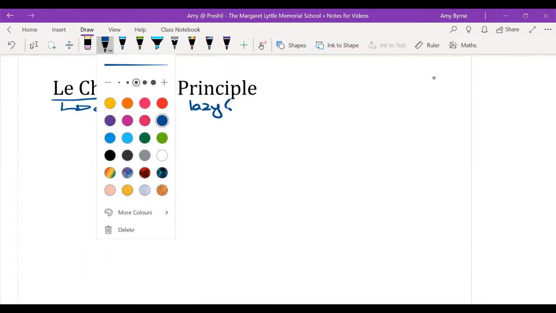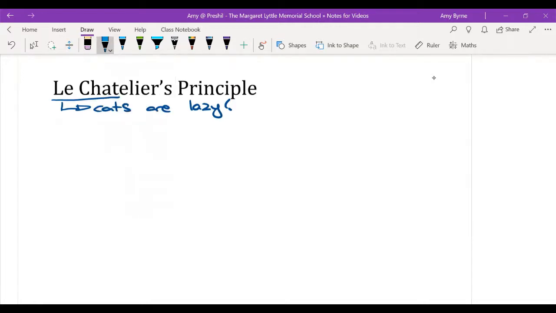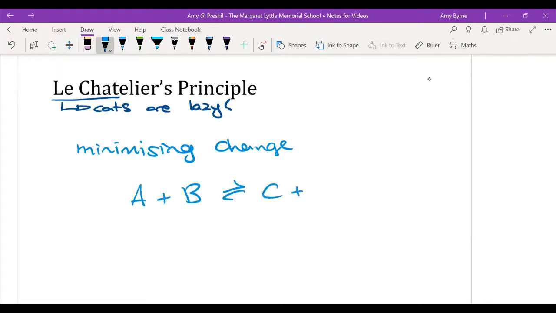So Le Chatelier's principle is about, and let me just pause for a tick so I can get exact wording on this from a textbook. If a system is at equilibrium and we make a change to that system, the equilibrium will shift to minimize the effect of the change. So it's about minimizing change. Let's go back to our A, B, C, D.